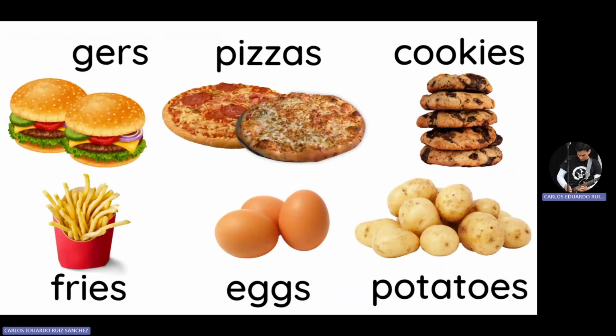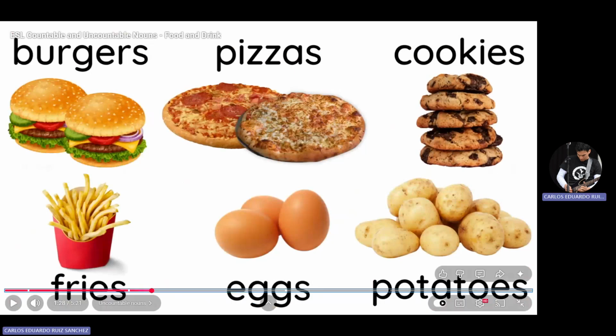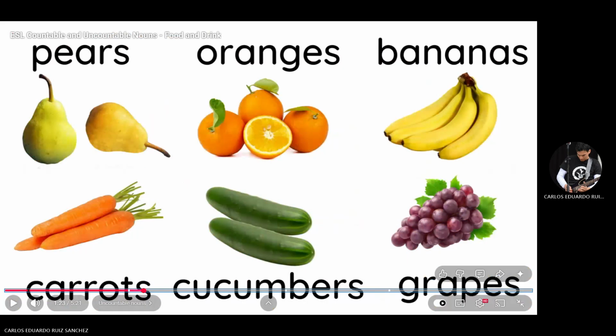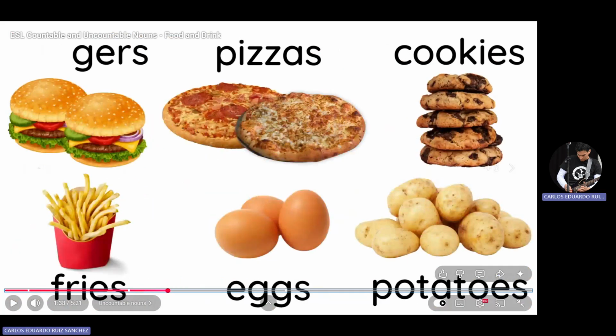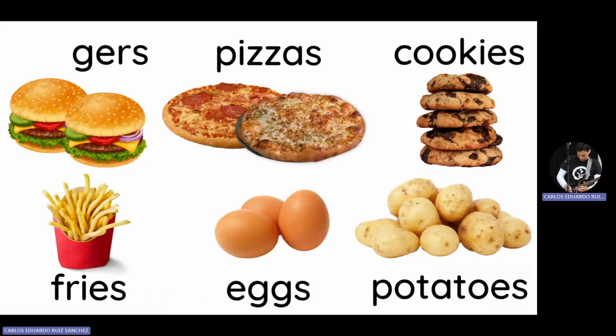Yes, all these elements end with an S. Todos los elementos terminan con una S. Pay attention. So all these elements end with an S, so they are countable. Los podemos contar porque sí, los podemos coger uno por uno y contarlos.